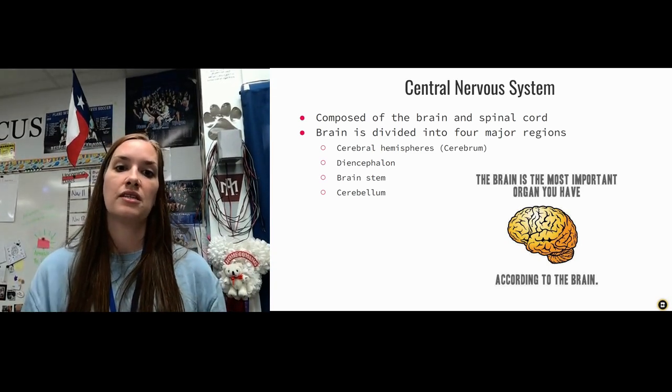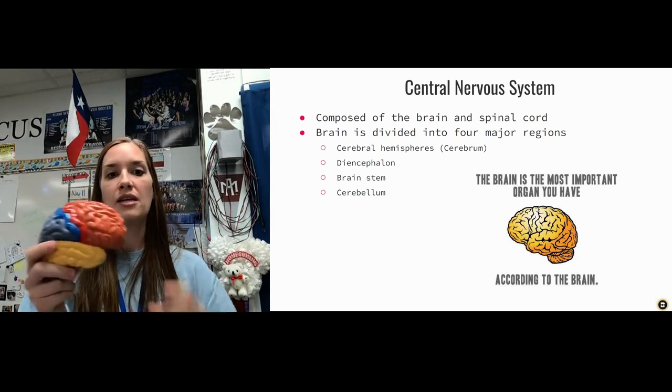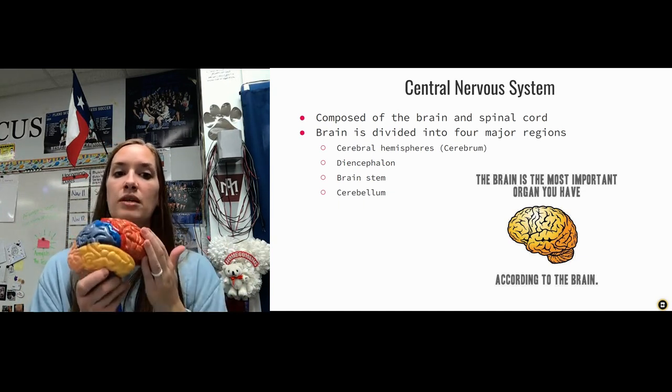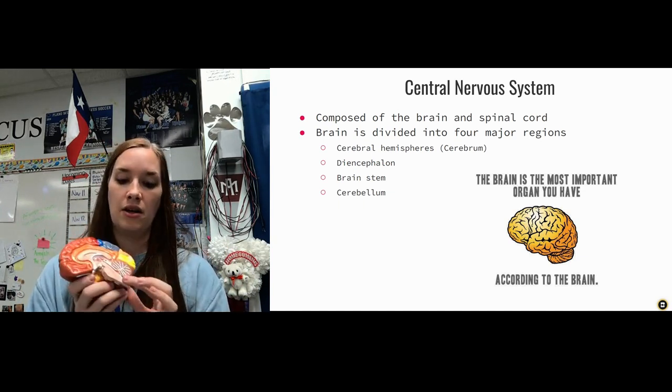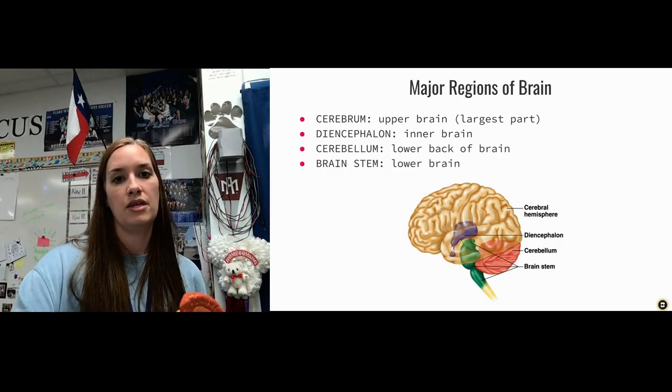So, the central nervous system is composed, again, of the brain and the spinal cord. So the brain is divided into four major regions. It is going to be the cerebrum, the diencephalon, the brainstem, and the cerebellum. We're going to go through the structures and functions of each.